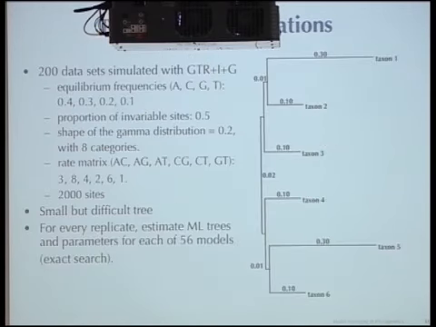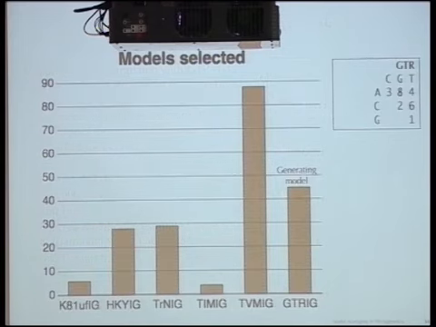So I did some simulations, preliminary ones. I chose the most complex model. Here, the true model is inside the candidate set of models, which doesn't happen in nature, but I wanted to do this first. And this is a difficult tree. What I did is simulate 200 data sets. For each one of them, build 56 trees corresponding to 56 models and get some estimates.